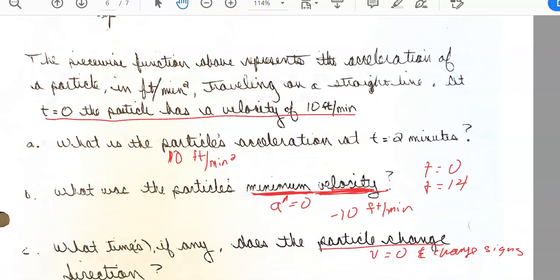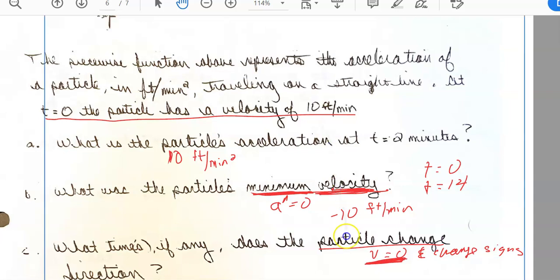C, at what time, if any, does the particle change directions? If we want to know what time the particle changes directions, we're looking to see when our velocity equals 0 and changes signs. So if we go back up to our graph here.